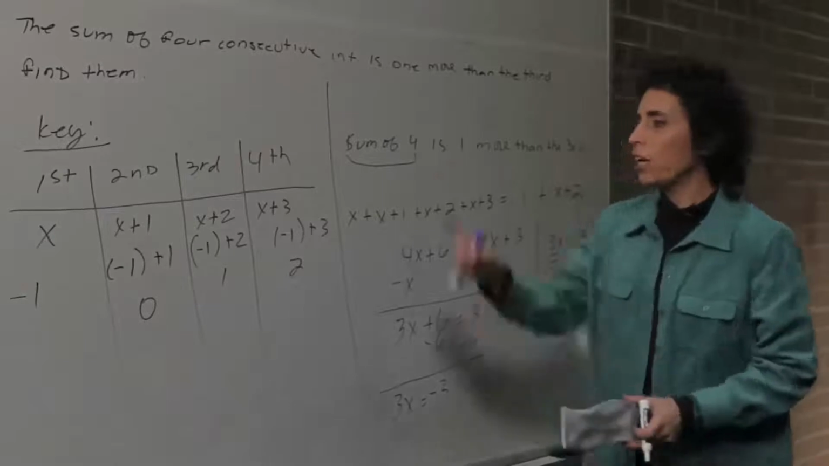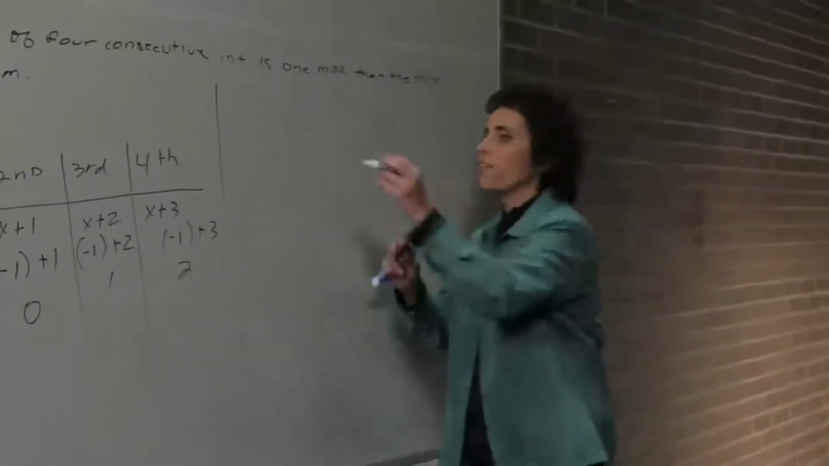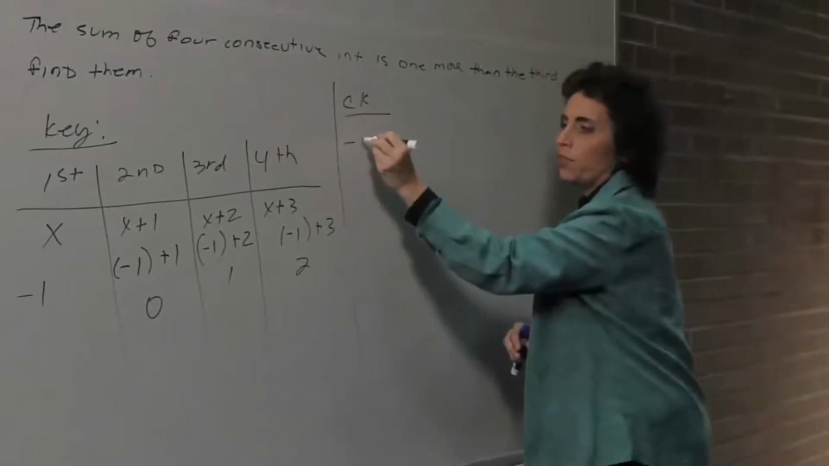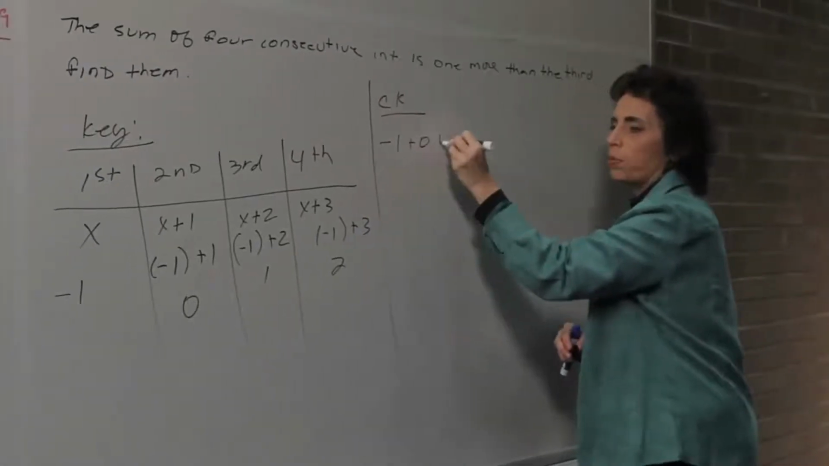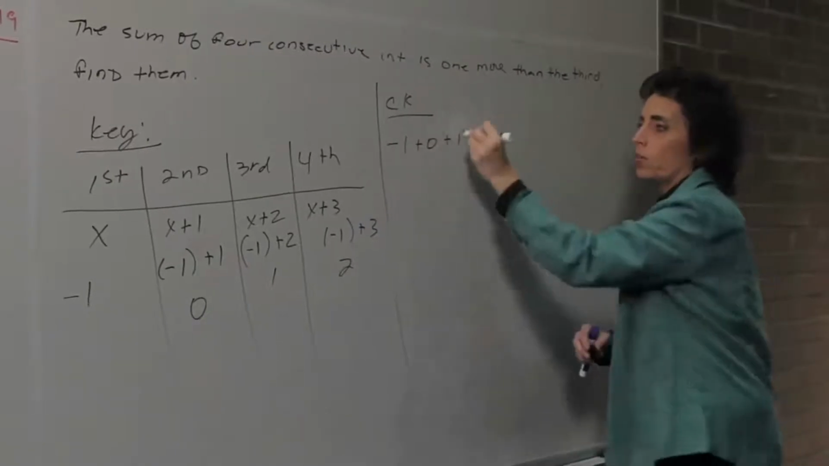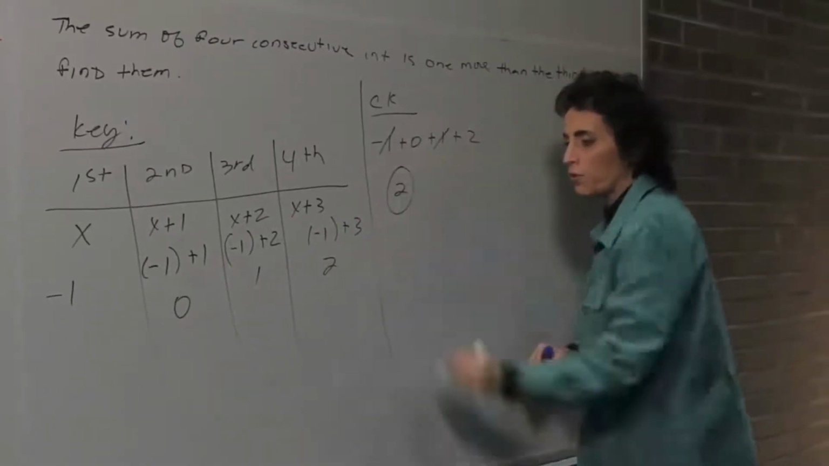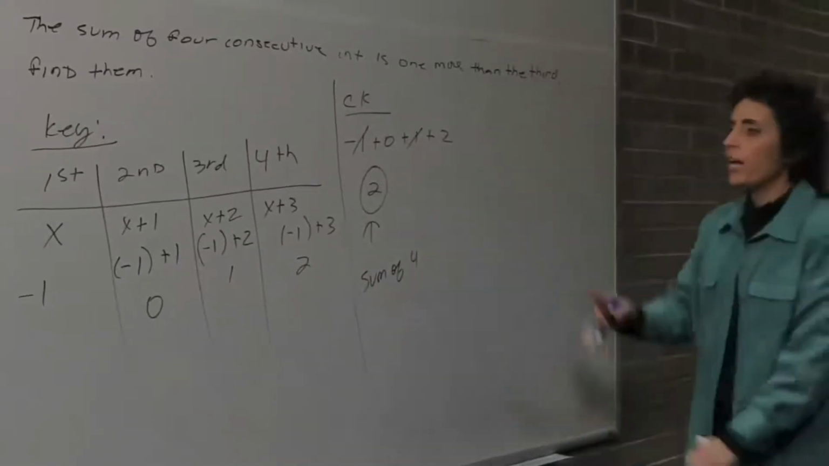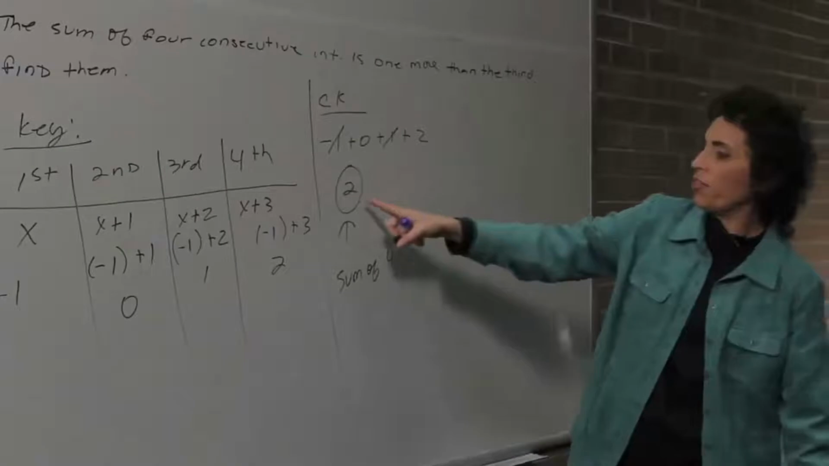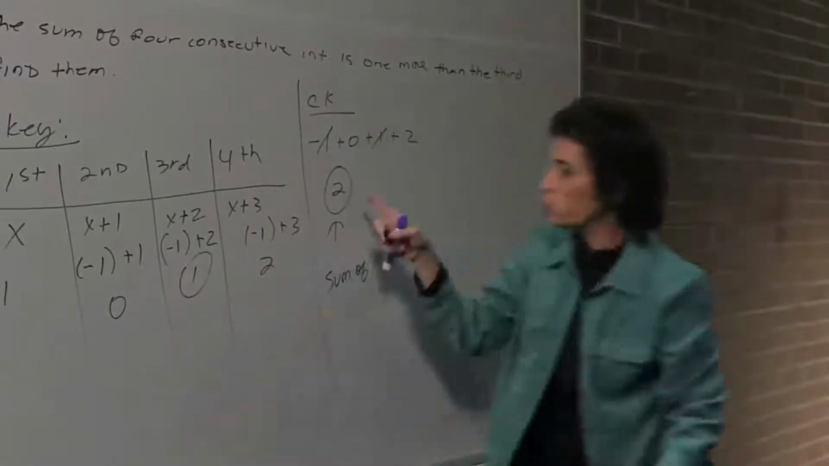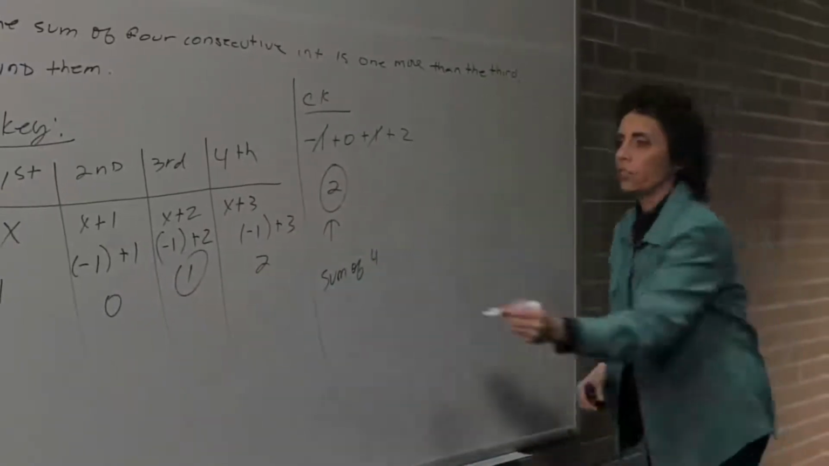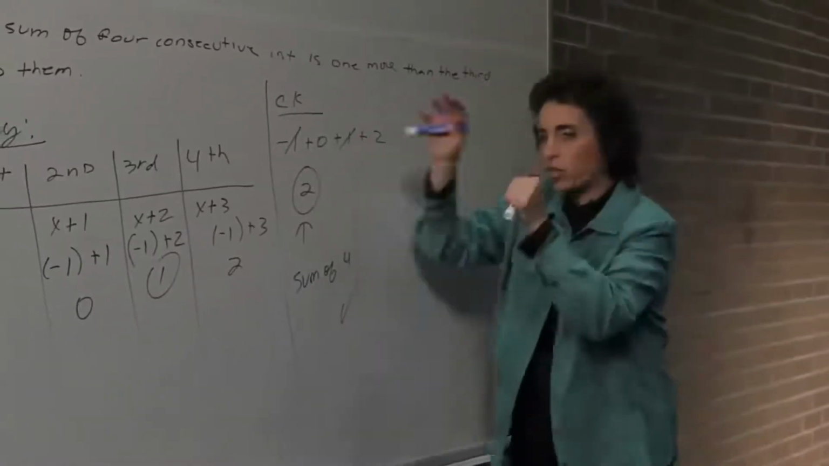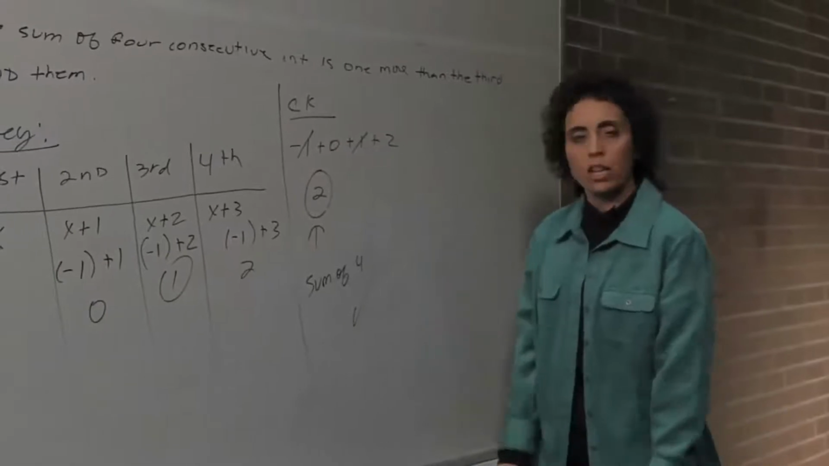If you give me a second, we will do the check. All right, this is a very cool check. Stay with me. The sum of the 4 of them: negative 1 plus 0 plus 1 plus 2. Well, that's just 2. That's the sum of the 4 of them. That's supposed to be 1 more than the third. Here's the third. Is this 1 more than the third? I do believe it is. That's the check. So it all checks out. That is such a beautiful thing. I love that question. All right, we're going to try another one.